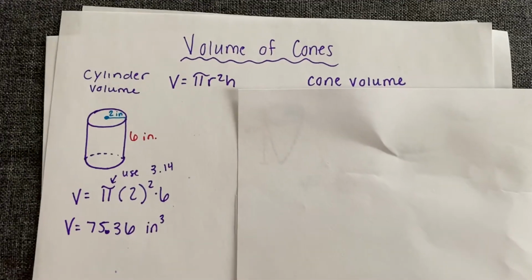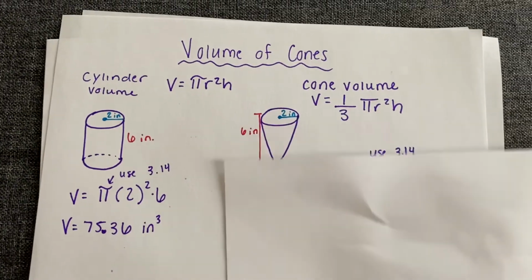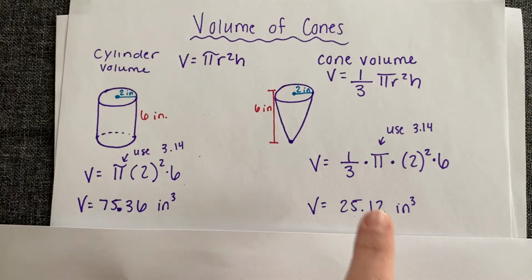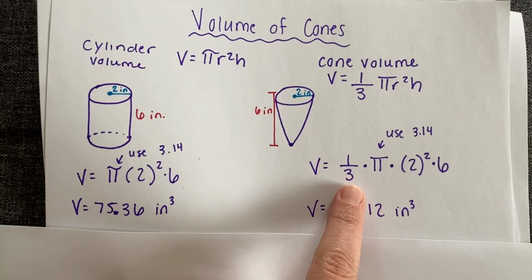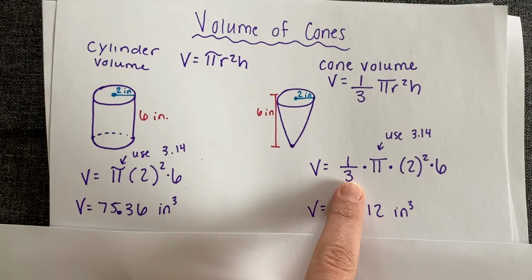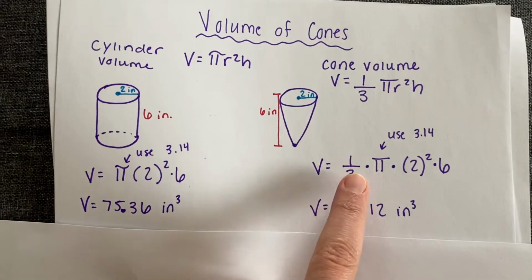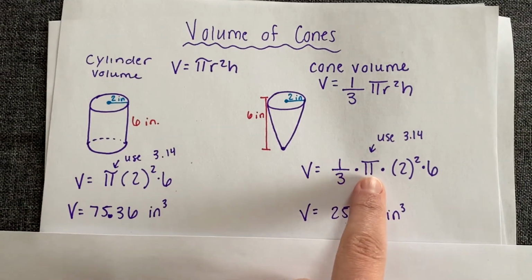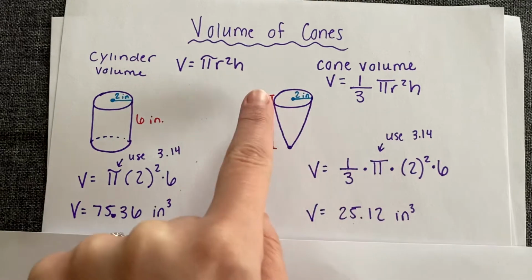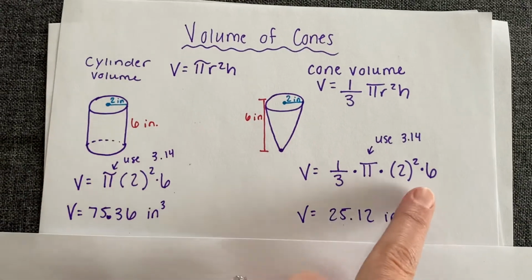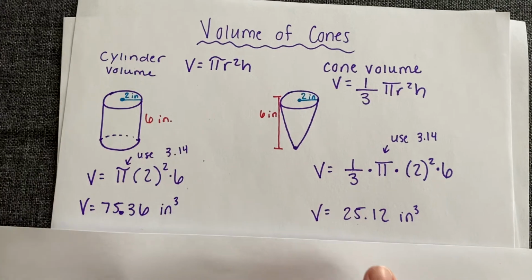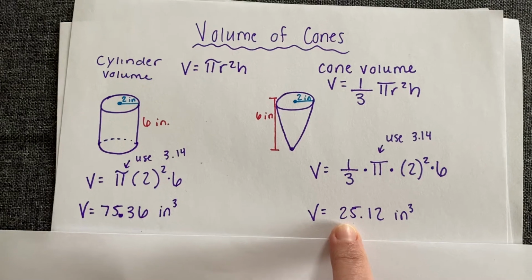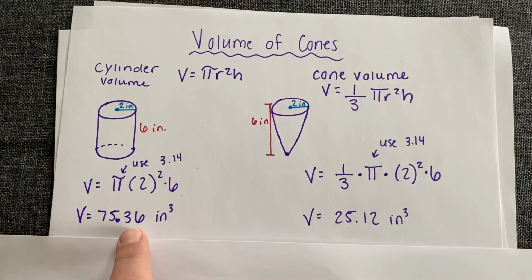So knowing this, let's look at the cone volume example over here. For the cone volume, I do the same exact thing, except at the beginning, I multiply by 1/3. Okay, so you take 1/3, you might have to put this 1/3 in parentheses, then times 3.14 times 2 squared, because that's my radius, which is 2, times 6. That is my height. If you notice, this ends up being my volume if I were to type it in my calculator. And this is 1/3 of the size of this number right here.